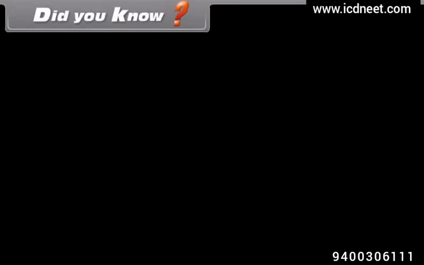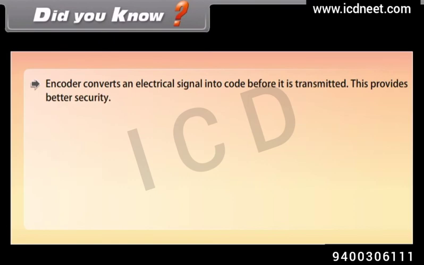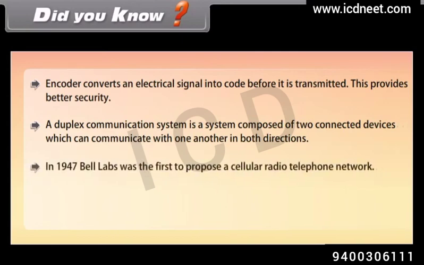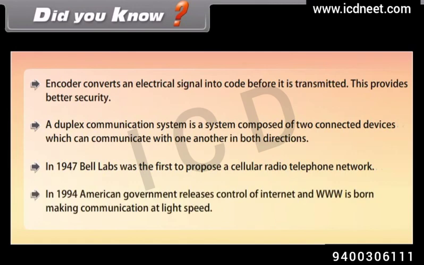Did you know? An encoder converts an electric signal into code before it is transmitted. This provides better security. A duplex communication system is a system composed of two connected devices which can communicate with one another in both directions. In 1947, Bell Labs was the first to propose a cellular radio telephone network. In 1994, the American government released control of the Internet and the WWW was born, making communication at light speed.